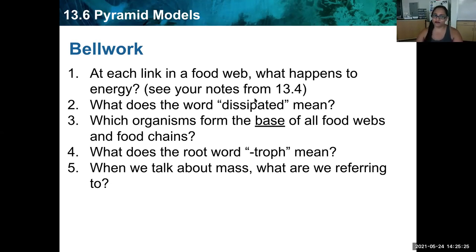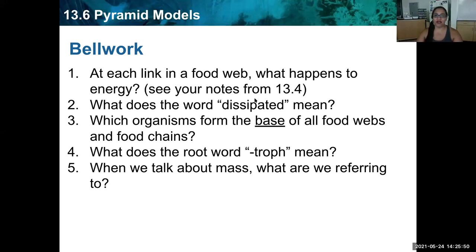But number one, at each link in a food chain or a food web, what happens to the energy? We can see that in chapter 13.4, it transfers, it gets lost as heat. Yeah, those are both correct answers. Some of it transfers up, some of it gets lost as heat. Good.